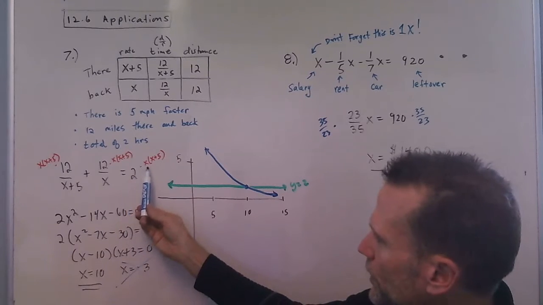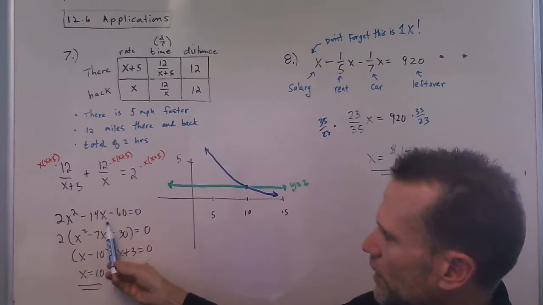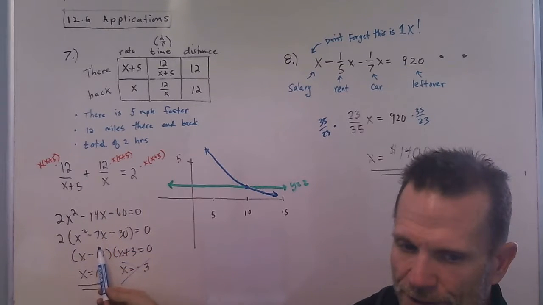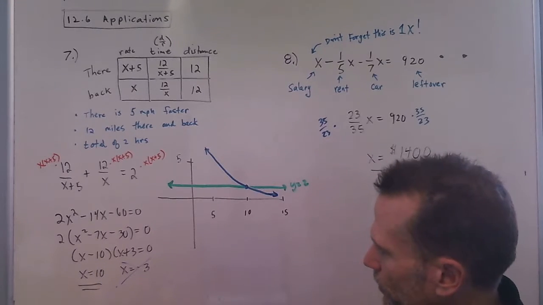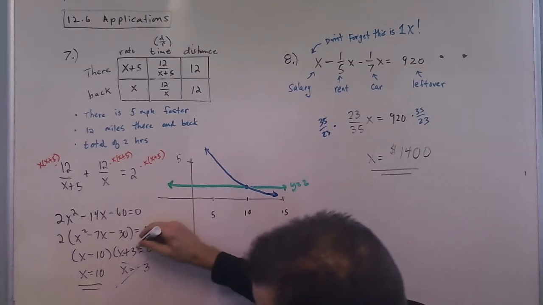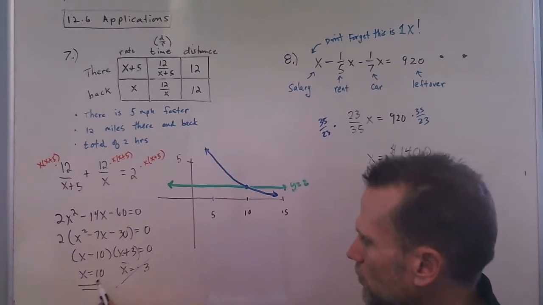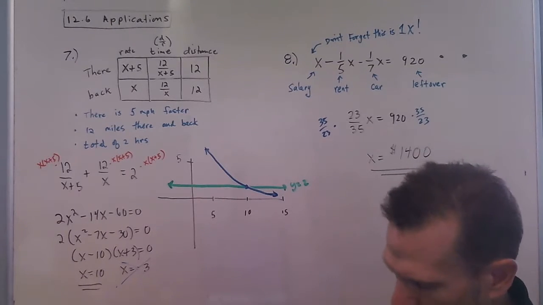Now I did show you if you multiply by the LCD here, you'd eventually come up with this quadratic, and then you could factor it into 2 binomials. Looks like I left a parenthesis off there. And then you come up with 2 solutions here, but you have to rule out the negative solution because we're talking about a speed, and we come up with x equals 10 miles per hour.